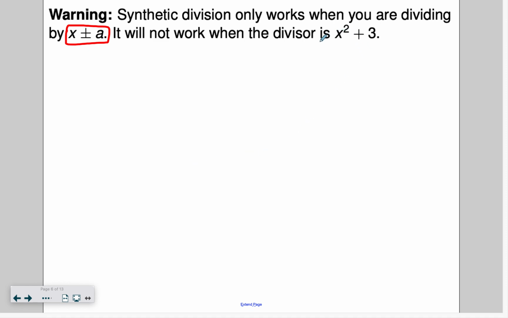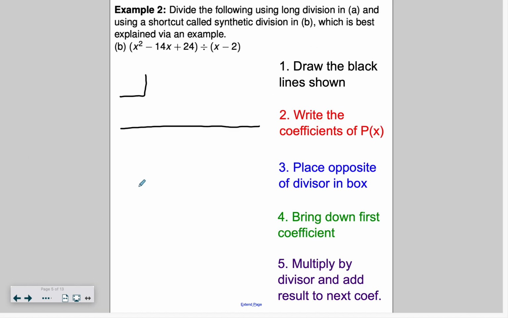You can't do it if the divisor looks something like an x squared, or even something like 2x minus 9. We can't do synthetic division under this circumstance either. Okay, so let's take a look here.